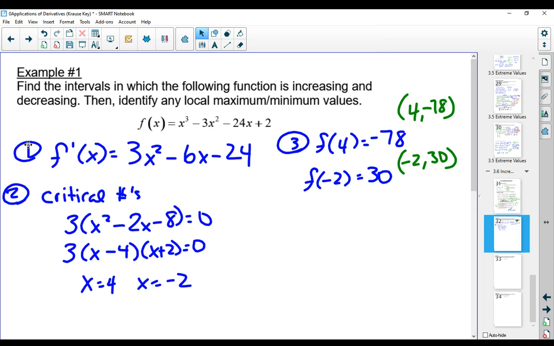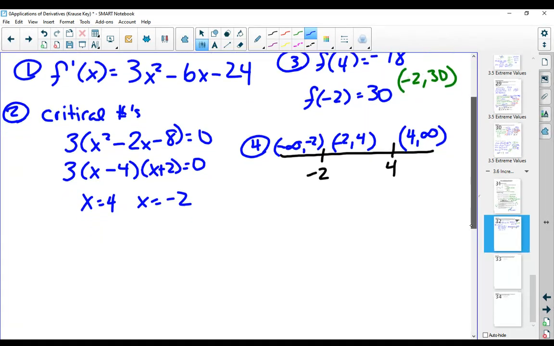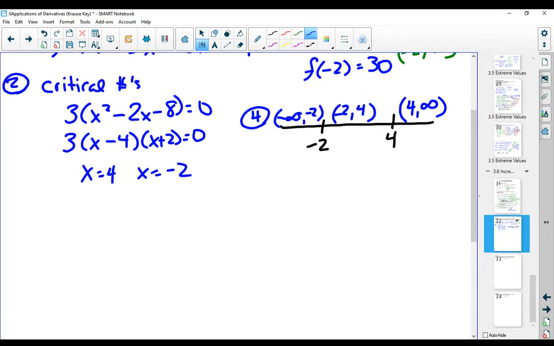From here, we're going to set up our intervals, and you can do that in a couple different ways. One is to draw a number line. So essentially, we're drawing our x-axis, and we're going to have a critical point at negative 2 and a critical point at 4. If we were to create our intervals from here, this is going from negative infinity to negative 2. This is going from negative 2 to 4. And this is going from 4 to infinity. From there, you can pick your test points and figure out whether your derivative is positive or negative.